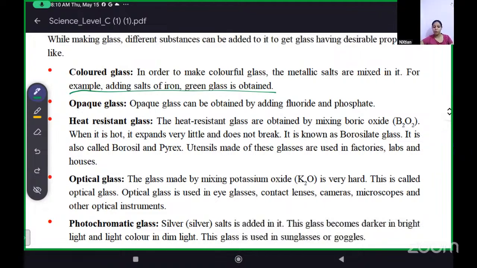Then there is opaque glass. Opaque means when you cannot see through the glass. It can be obtained by adding fluoride and phosphate.